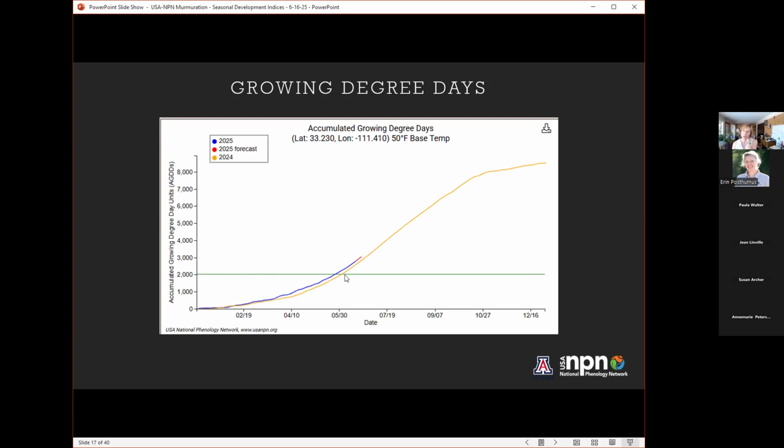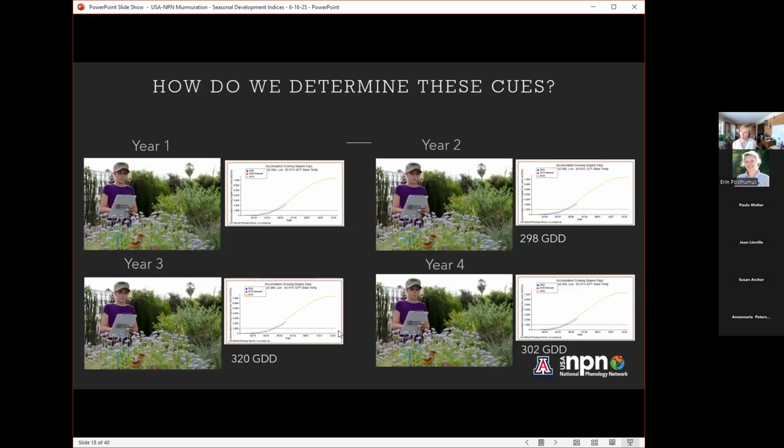Okay, in 2024, we hit that at just about the beginning of June. The orange line is showing how that growing degree accumulation went last year. And then the blue line with the red forecast on it is this year. And what we can see is that the warmth accumulation has been ahead of schedule here in Tucson basically since about the end of March. It has been warmer here than it had been last year. And we hit that threshold a few days earlier this year than we did last. That's probably not super helpful. So let's walk through the example.